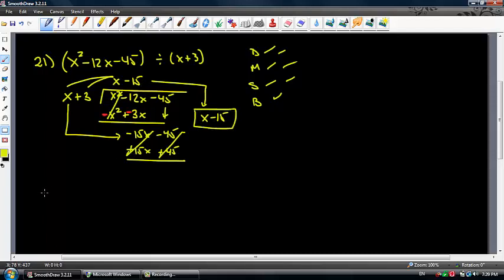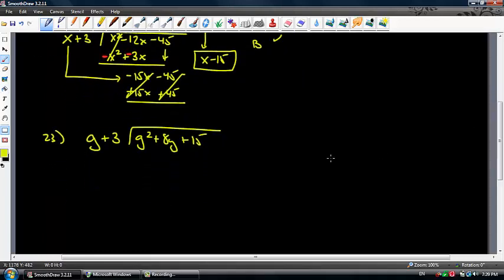Okay, that's 21. 23. In your book, you're going to see it as g plus 3 to the negative 1. I'm going to go ahead and just cut right through that and say g plus 3 divided by g squared plus 8g plus 15. Just cut right through all that red tape right there. Okay, again, g goes into g squared, g times, I divided, I multiply into g squared plus 3g.